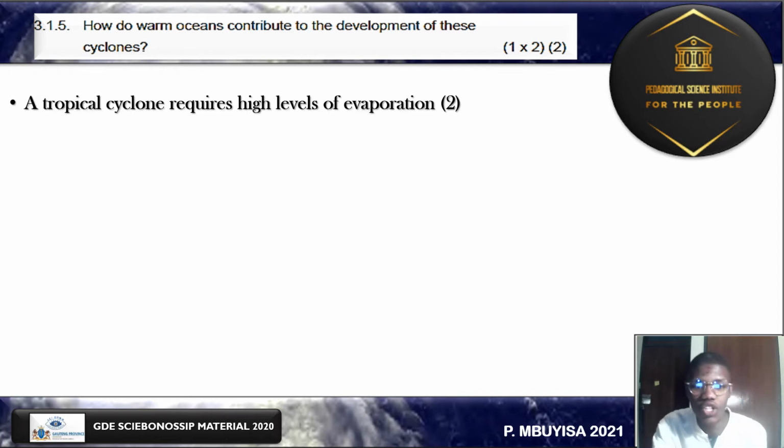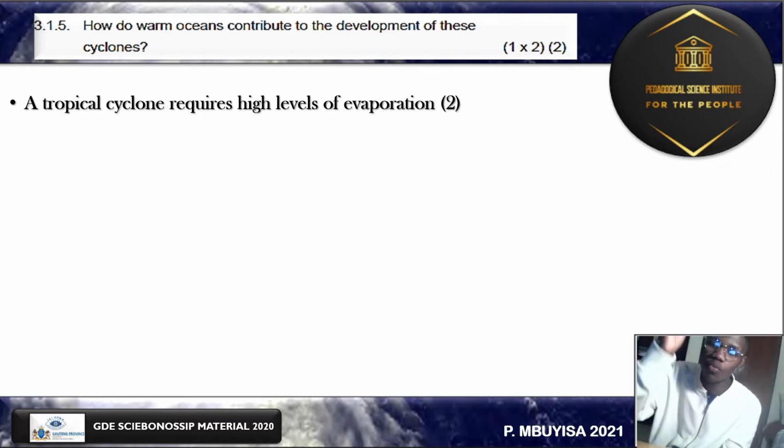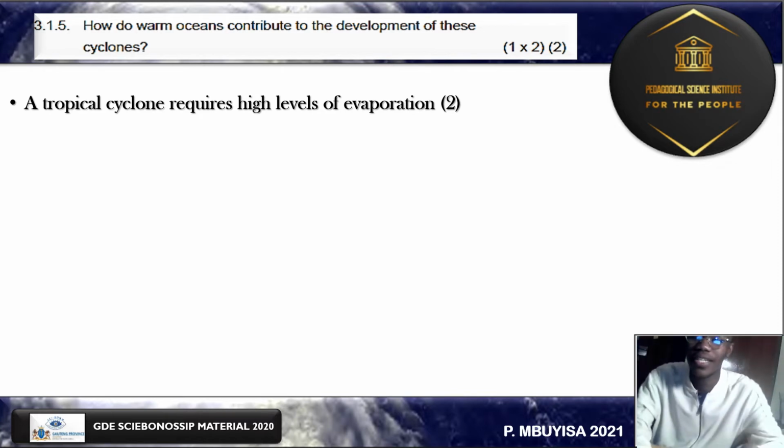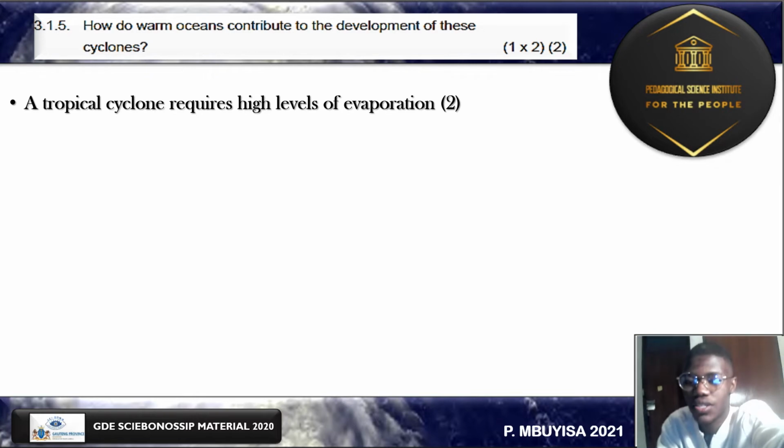So a tropical cyclone requires high levels of evaporation. Remember, as air evaporates, convection happens. So it's the upward movement of air. So that's how we define convection, the upward movement of air. So as this air rises, we have our vortexes forming.